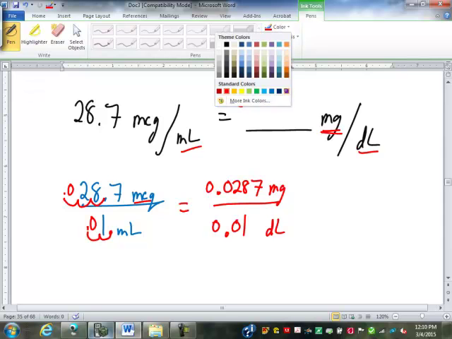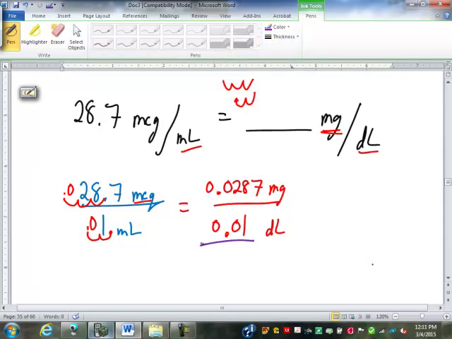Now, to finish this off, we want to divide this out because we do want it to be a unit rate. So we're going to divide by 0.01. Doing that division gives us 2.87. And the units will be milligrams per deciliter.